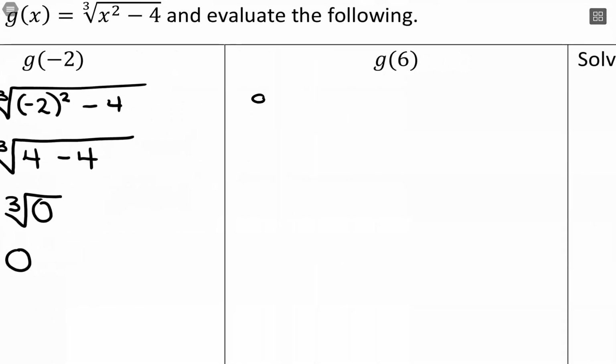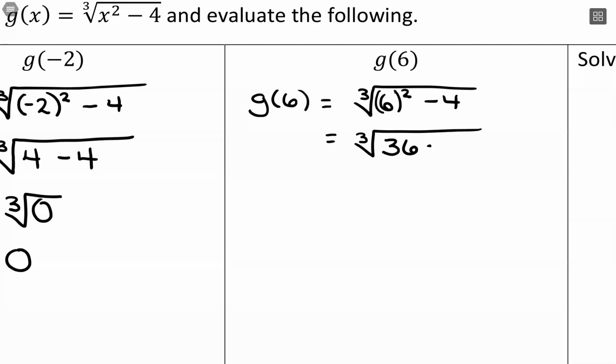Here for g of 6, we'll have cube root of 6 squared minus 4, which is the cube root of 36 minus 4, which is the cube root of 32. Now I'm going to go ahead and simplify this, mostly because we haven't simplified with a cube root. We did a lot with square roots.